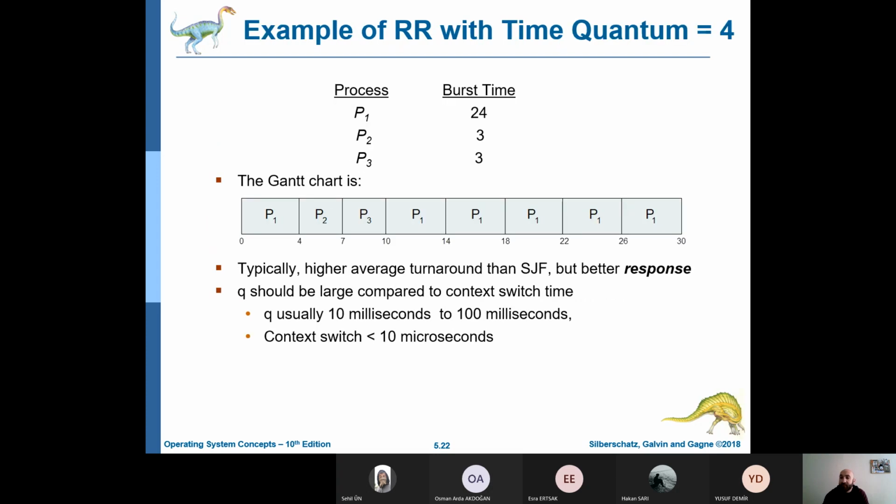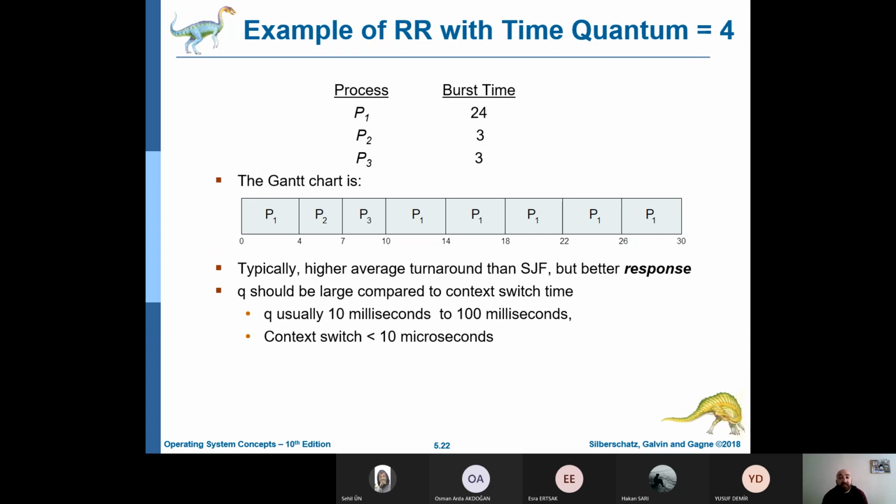Here we have an example. Consider the following set of processes that arrive at time 0. The length of the CPU burst is given in milliseconds: P1 is 24, P2 is 3, and P3 is 3. If we use a time quantum of 4 milliseconds, then process 1 gets the first 4 milliseconds. Since it requires another 20 milliseconds, it's preempted after the first time quantum, and the CPU is given to the next process in the queue, which is process 2.